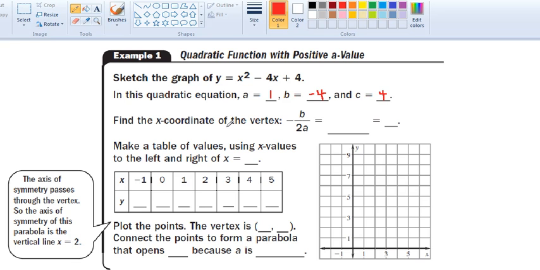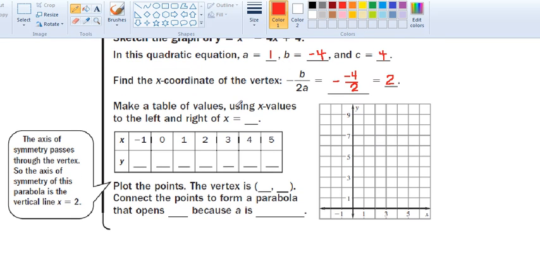All right. Now the first thing we have to do is we have to find the x coordinate of the vertex. And that's found by doing the opposite of B over 2A. So it's going to be the opposite of B, which is negative 4. 2 times A, 2 times 1 is 2. So we're doing the opposite of negative 4 over 2. Negative 4 over 2 is negative 2, and we're doing the opposite of that, so that's positive 2.